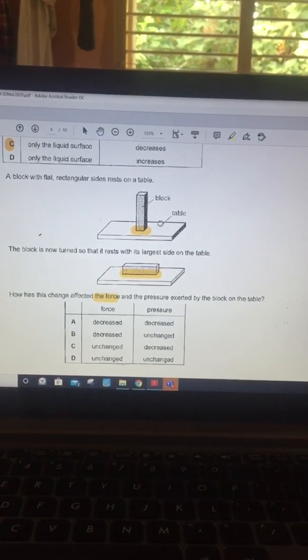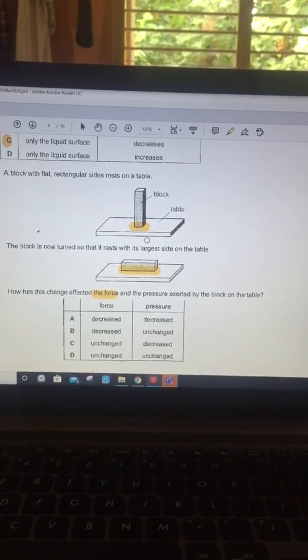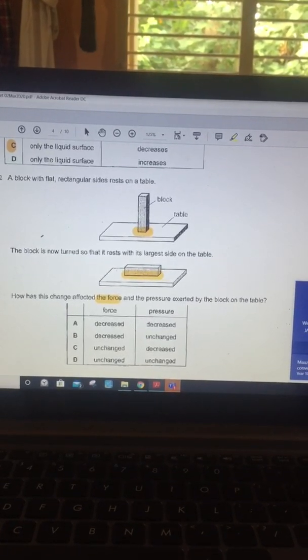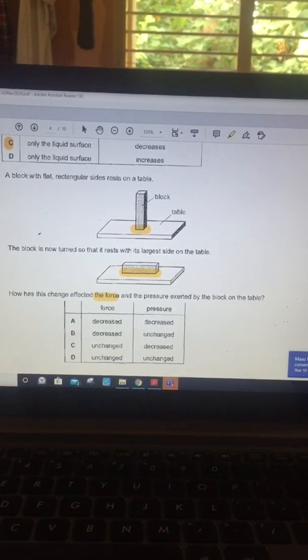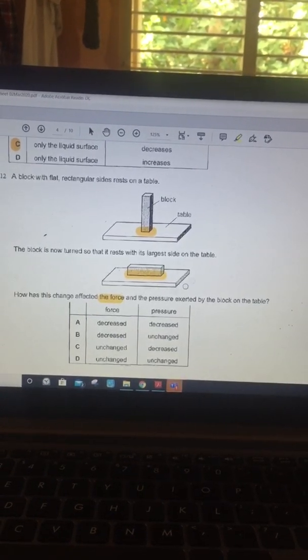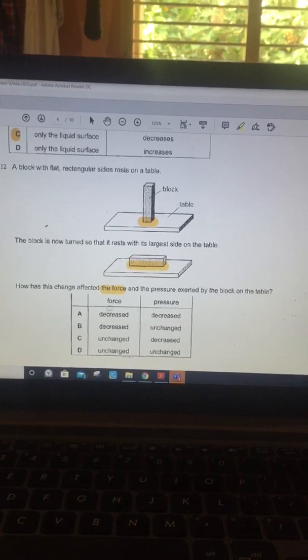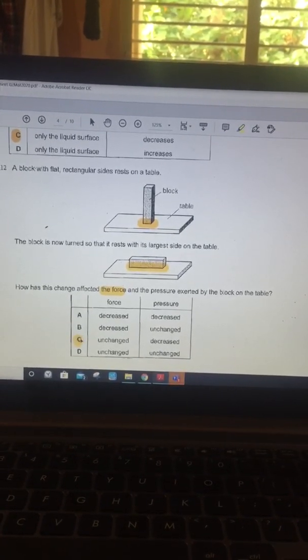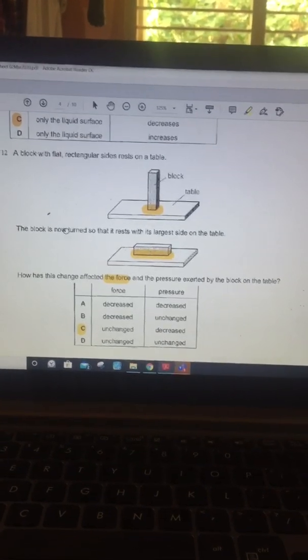The force exerted by the block on the table is equal to the weight of it, and still here it is also equal to the weight. So the force is unchanged but the pressure decreased. So the answer is C for the 12th question.